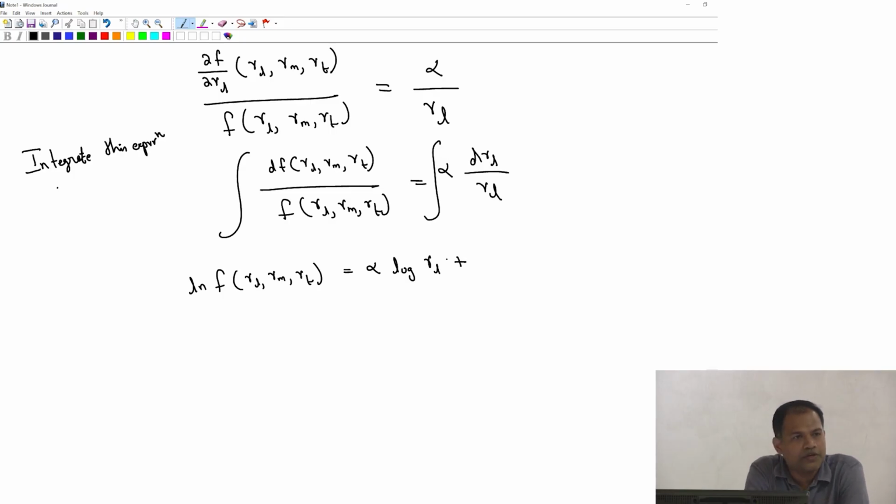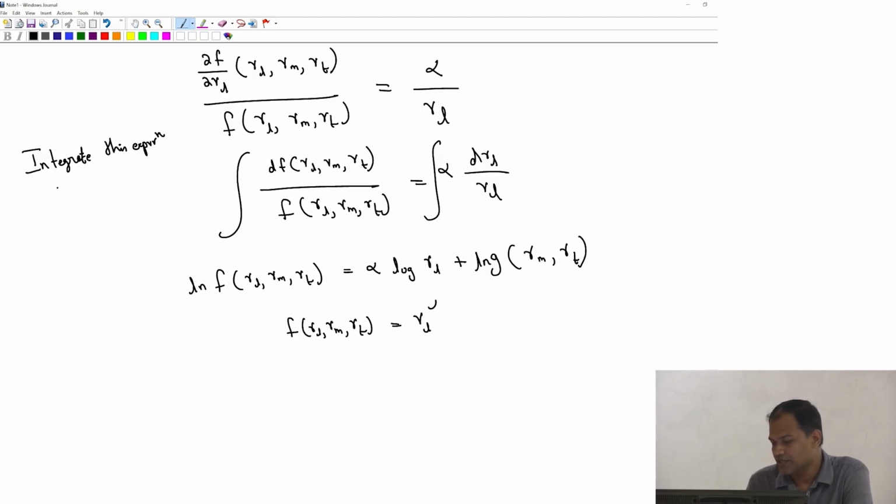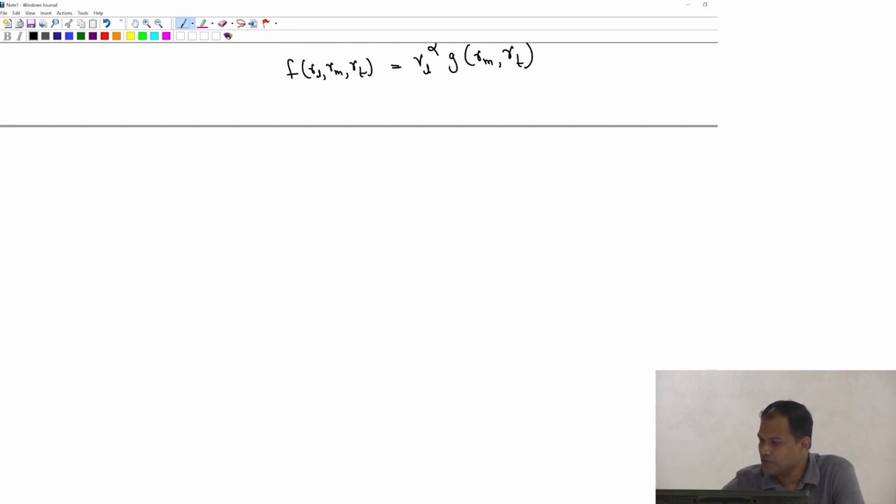I have been doing things only with respect to RL. That means I have kept my Rm and Rt constant. So the constant could actually be a function of Rm, Rt. That's the integration constant that I will have. In fact, I'll just write it as log of that, so that I can write f, which is a function of RL, Rm, Rt, as nothing but RL to the power alpha times g of Rm, Rt.